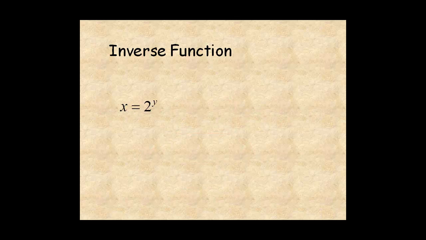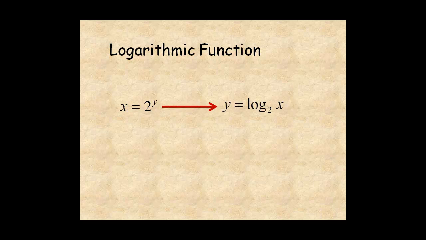Writing the inverse as x equals 2 to the y is not very convenient. You need a function in y equals format. Since there is no way to express this, a new notation is used, the logarithm. So instead of x equals 2 to the y, you have y equals log base 2 of x. For example, instead of 8 equals 2 to the 3, you have 3 equals log base 2 of 8. Or the logarithm 3 is the power to which you raise the base 2 to get the number 8.